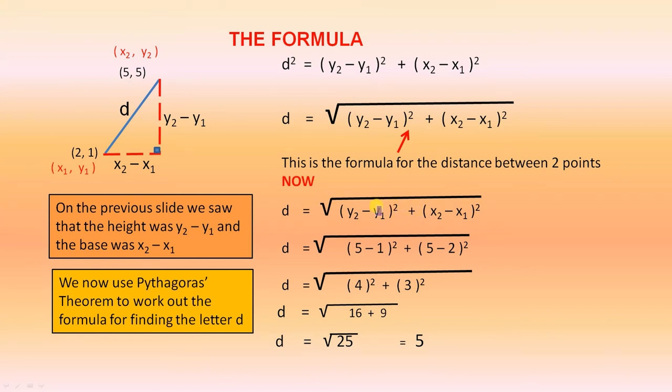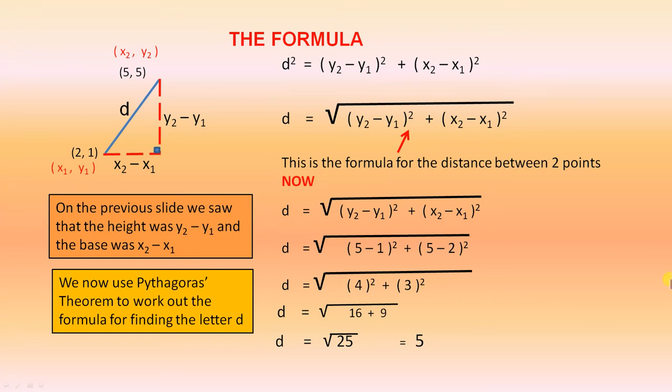So for the example we have here, here is our formula, and all we do is we substitute in the coordinates. So y2 minus y1 is 5 minus 1, and x2 minus x1 is 5 minus 2. So we've done the substitution there. So 5 minus 1 is 4, 5 minus 2 is 3, so we end up with that line. So d will be the square root of 16 plus 9, so d is the square root of 25, so d is 5 units.